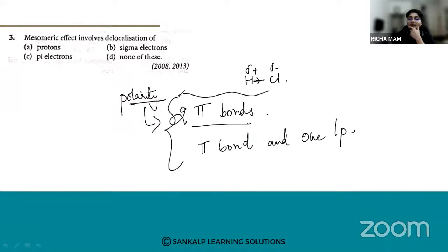So how is the polarity obtained? Polarity is obtained by the mesomeric effect in the molecule showing the polarity. This polarity is obtained between the two pi bonds or between a pi bond and a lone pair of electrons. So it is option number C. Yes, Muni and Hima have answered. Very good. Dhanashri has answered. Very good. Let us continue with the next question.